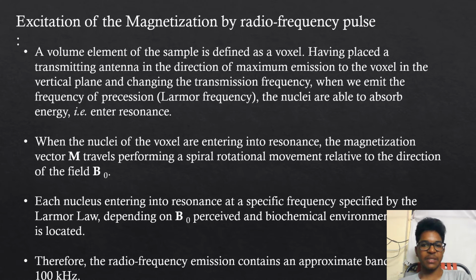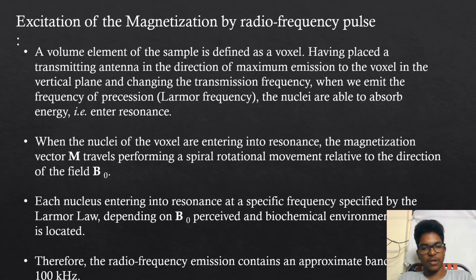Excitation of magnetization by radio frequency pulse. A volume element of the sample is defined as a voxel, placed at the transmitting antenna in the direction of maximum emission to the voxel in the vertical plane. Changing the transmission frequency, when we emit at the frequency of the precession, the nuclei are able to absorb energy and enter resonance.